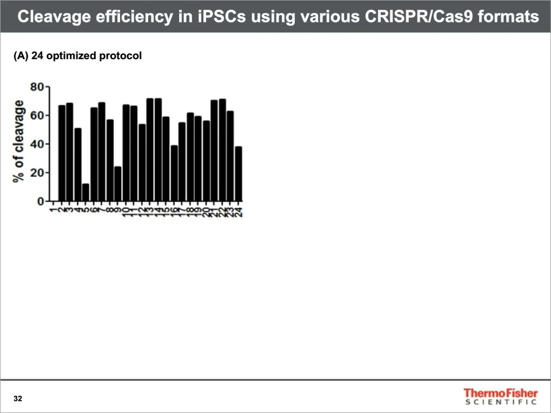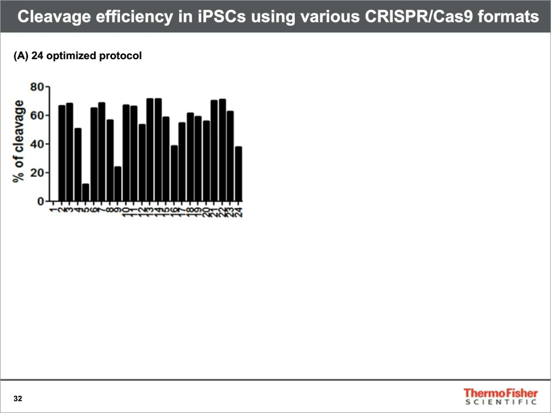This slide describes editing efficiency in iPSC grown on feeder. We first made these cells feeder-free prior to electroporation. Figure A describes Neon electroporation and cleavage efficiency. Out of 24 different preset electroporation conditions tested, some conditions resulted in 60 to 70% cleavage efficiency, whereas some electroporation conditions resulted in poor cleavage efficiency. Therefore, we recommend users optimize electroporation condition for a given cell type.